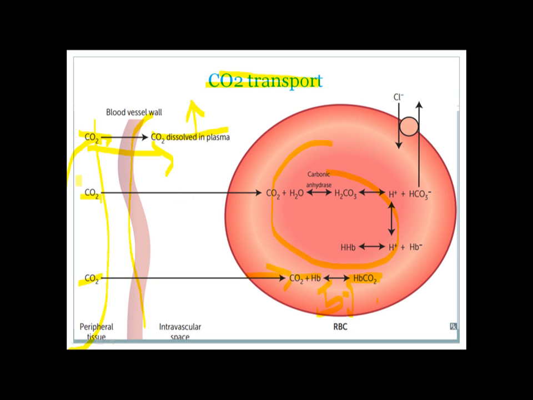And the major portion of carbon dioxide goes inside the RBC, binds with water, and forms carbonic acid. This reaction is catalyzed by carbonic anhydrase, and this carbonic acid now dissociates into hydrogen ion and bicarbonate. As the level of bicarbonate increases inside the RBC, it starts to go out. To maintain electrical neutrality, chloride comes inside the RBC. This is called the chloride shift. And the hydrogen ion generated in this reaction binds to hemoglobin, and hemoglobin acts as a buffer here.